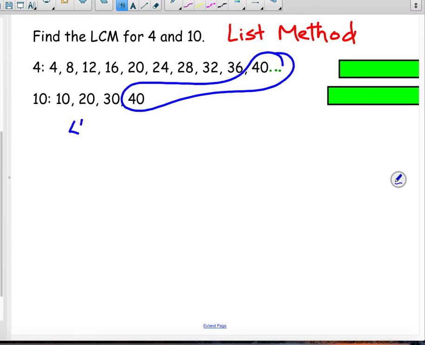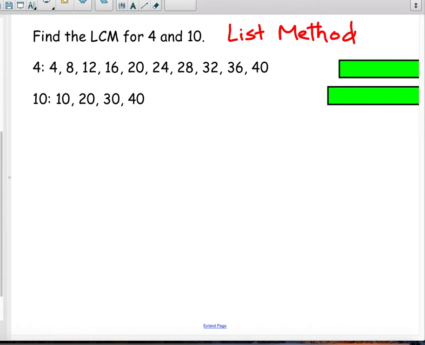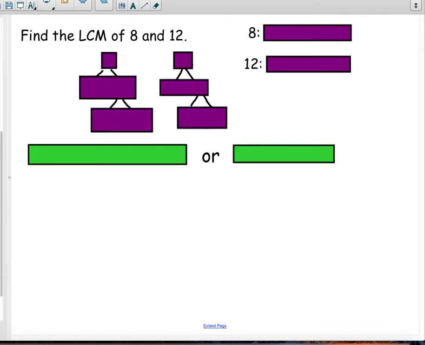Again, this is another example where you could multiply to get the LCM, but that's not always going to work. Now we're going to use prime factorization to find the least common multiple. Find the LCM for 8 and 12. In this case, you can use prime factorization as well as the list method, so let's actually use both methods, prime factorization and list. I will pause the video now.